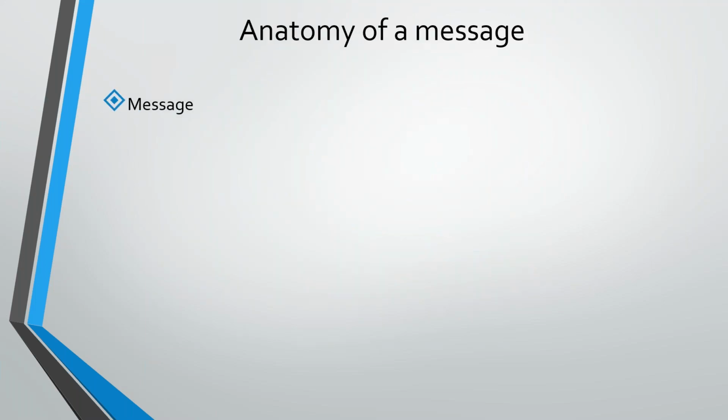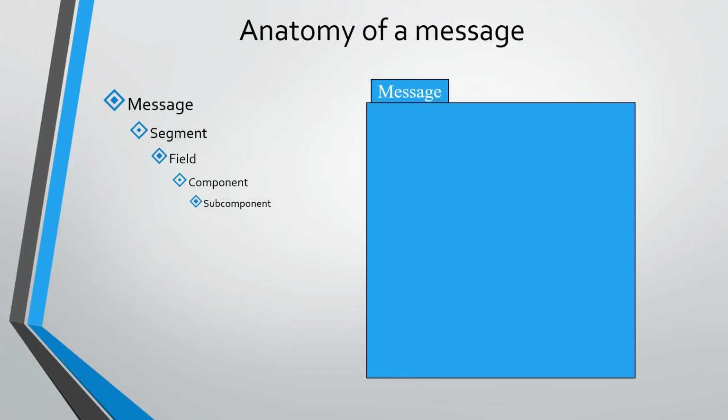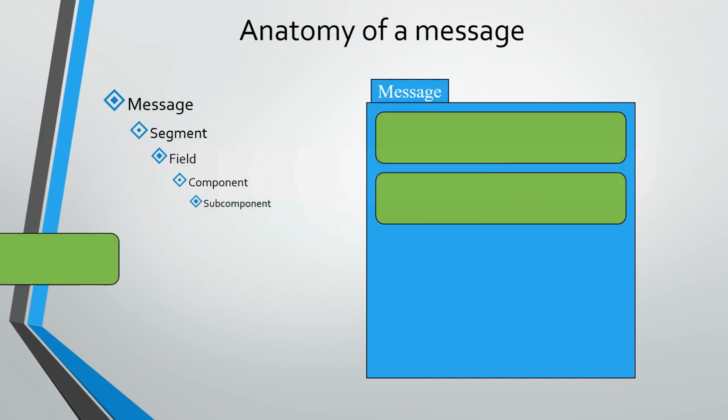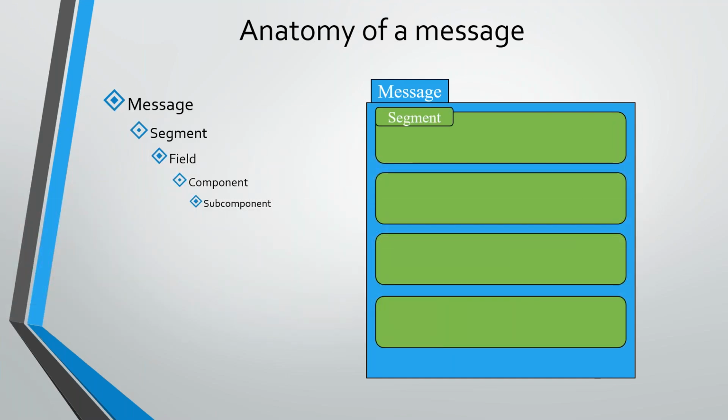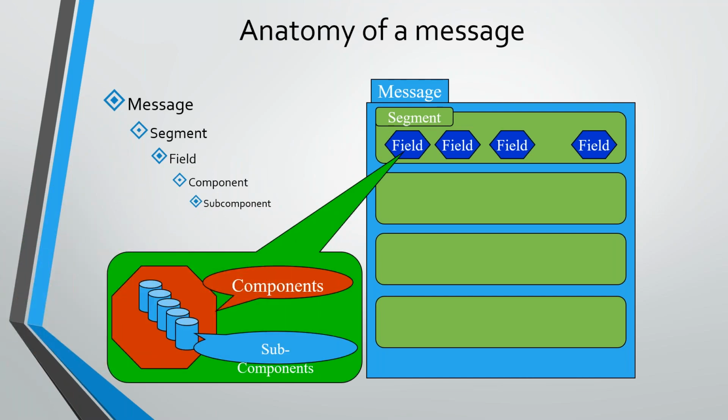If you look at an HL7 message, it will have a similar structure to what we have seen in the previous slide. Each HL7 message will have segments, and each segment will have fields. Each field is again divided into components, and each component is again divided into subcomponents. If you see the pictorial representation, it will be something like this. Each HL7 message will have multiple segments. Segments are divided into fields, fields are again divided into components, and components are divided into subcomponents.